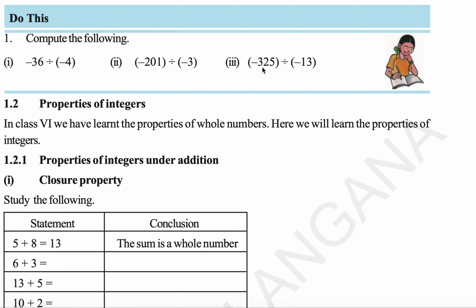So compute the following. First one is 9, second one is 6, 7, 67. This one 13 2 is 26, 13 5 is 65. So 25.